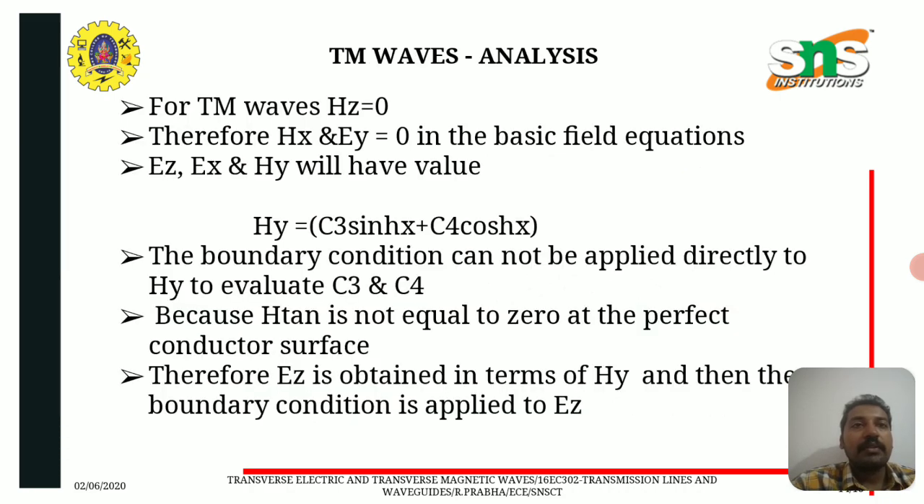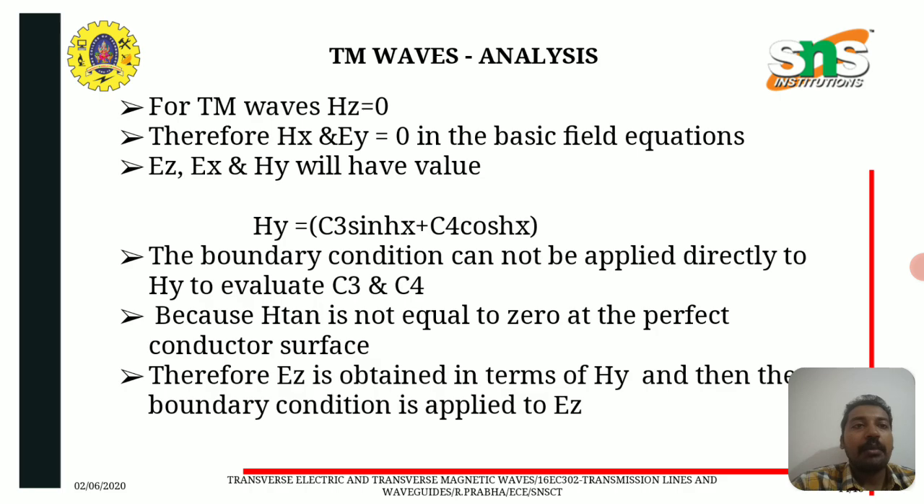Then TM waves. For TM waves, Hz equal to 0. Therefore, Hx and Hy are 0 in the basic field equations. Ez, Ex and Hy will have values. So Hy equal to C3 sin hx plus C4 cos hx. The boundary condition cannot be applied directly to Hy to evaluate C3 and C4, because H tangential is not equal to 0 at the perfect conductor surface.